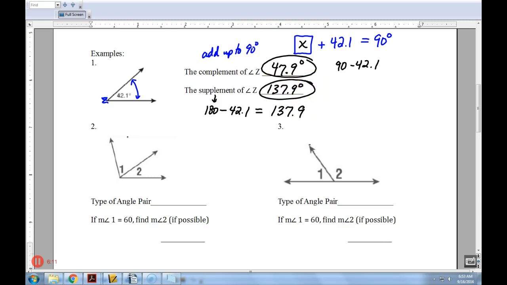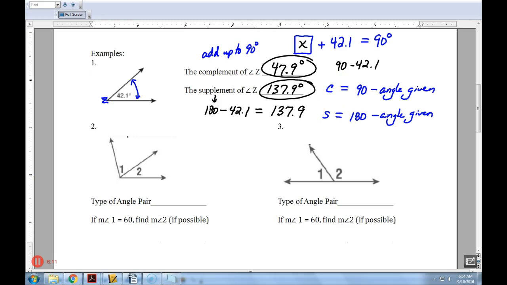So in general, if you want a general way to look at it, to find the complement or the supplement, you're either going to go 90 minus the angle that's given, or you're going to go 180 minus the angle that you're given. This will get you the complement, this will get you the supplement. Just kind of a general idea.